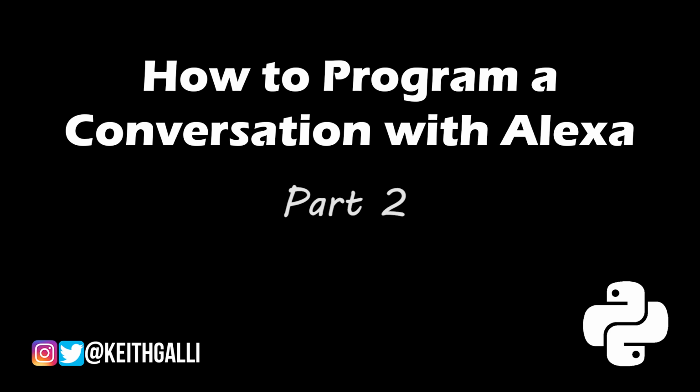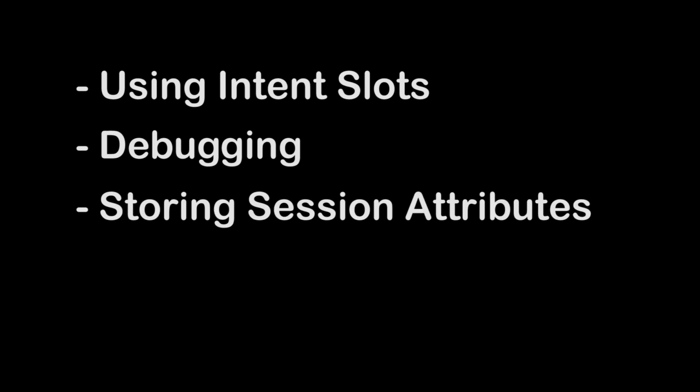So in this video, we'll build off of what we learned in the first part, and we'll get into the more complex Alexa skill development features. We'll start this video off by looking at how you use intent slots. Then we'll move into the best practices for debugging your Alexa skill. Then towards the end of the video, we'll get into storing session attributes, allowing yourself to maintain information over the duration of your Alexa skill conversation.